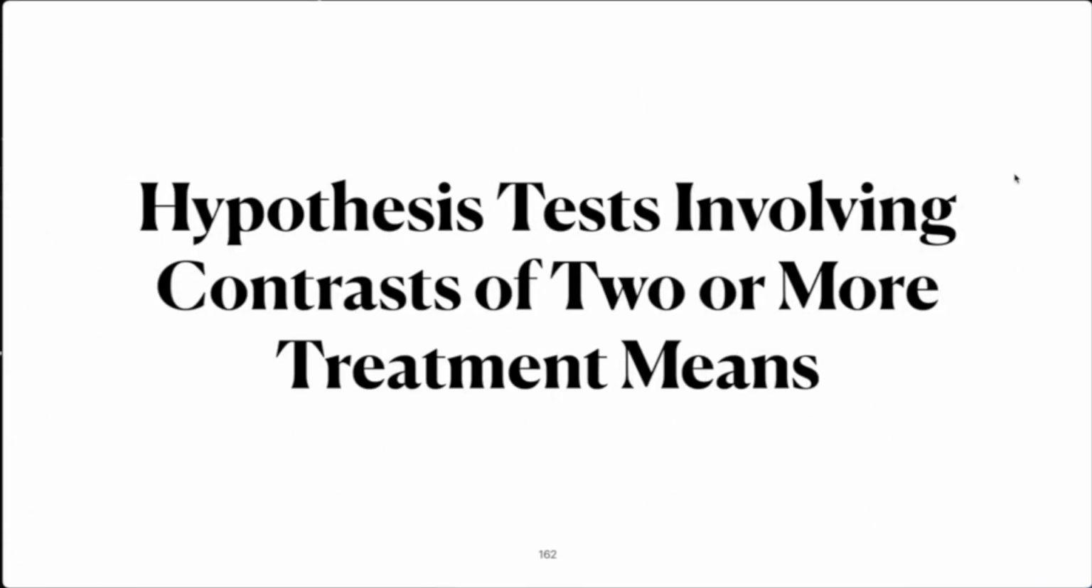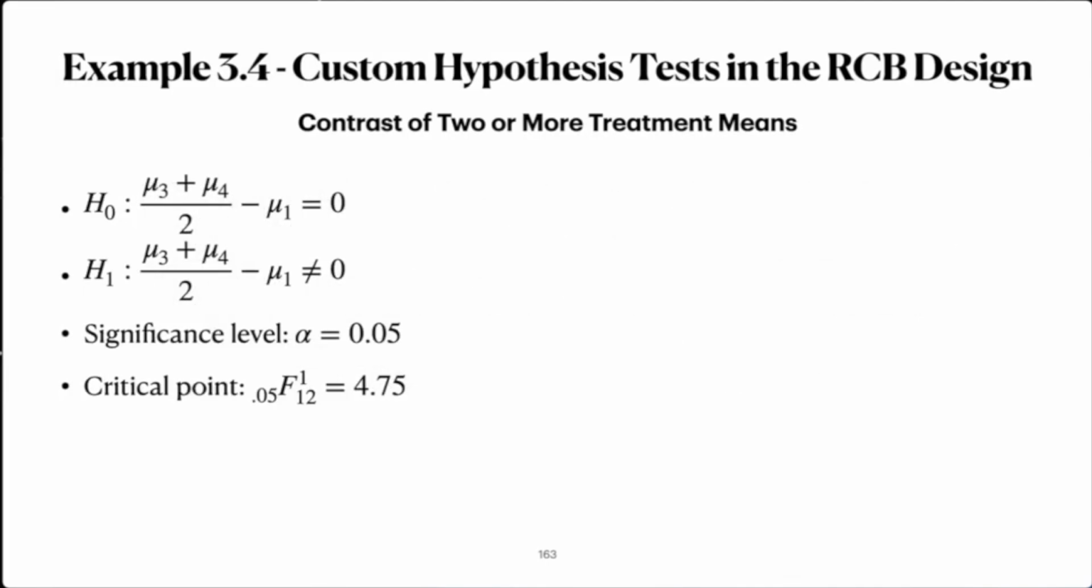All right, next let's look at hypothesis tests involving contrasts of 2 or more treatment means. In particular, what we'll look at is comparing the average of the means of treatments 3 and 4 with the mean of treatment 1. And so the null hypothesis will be that mu sub 3 plus mu sub 4 all over 2 minus mu sub 1 is equal to 0.